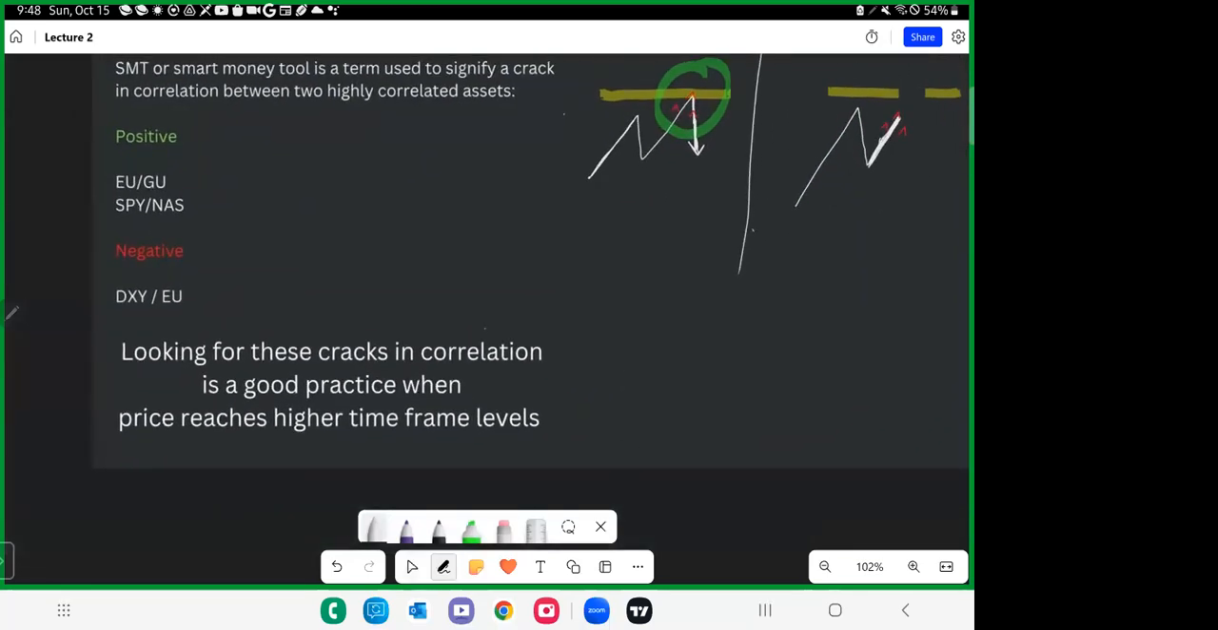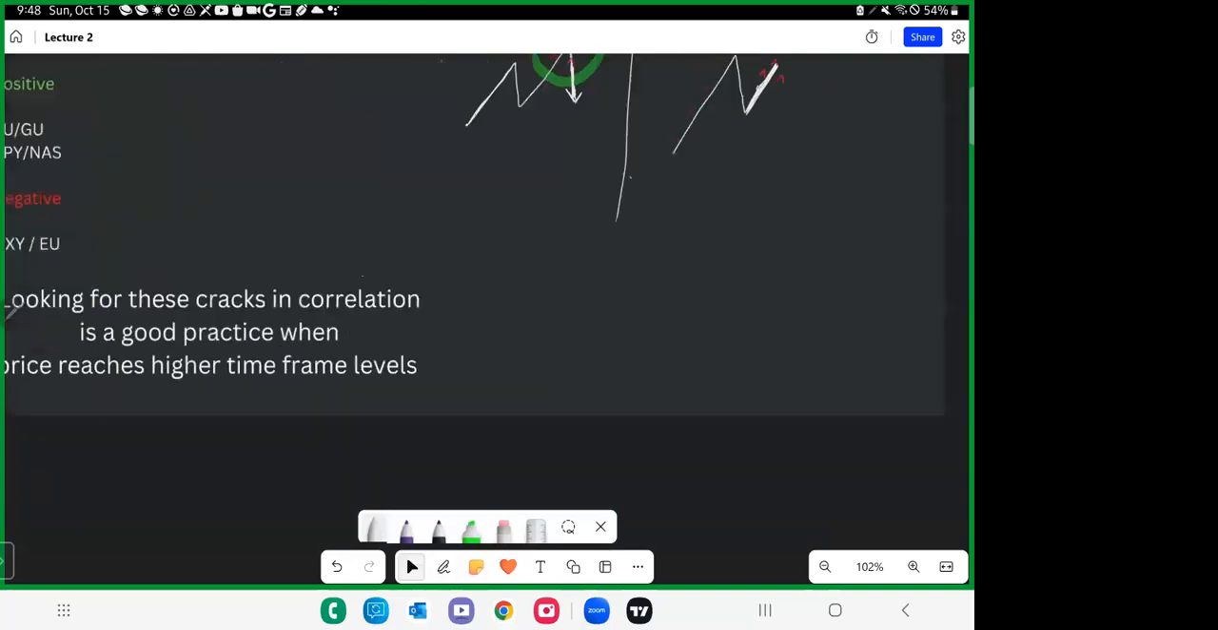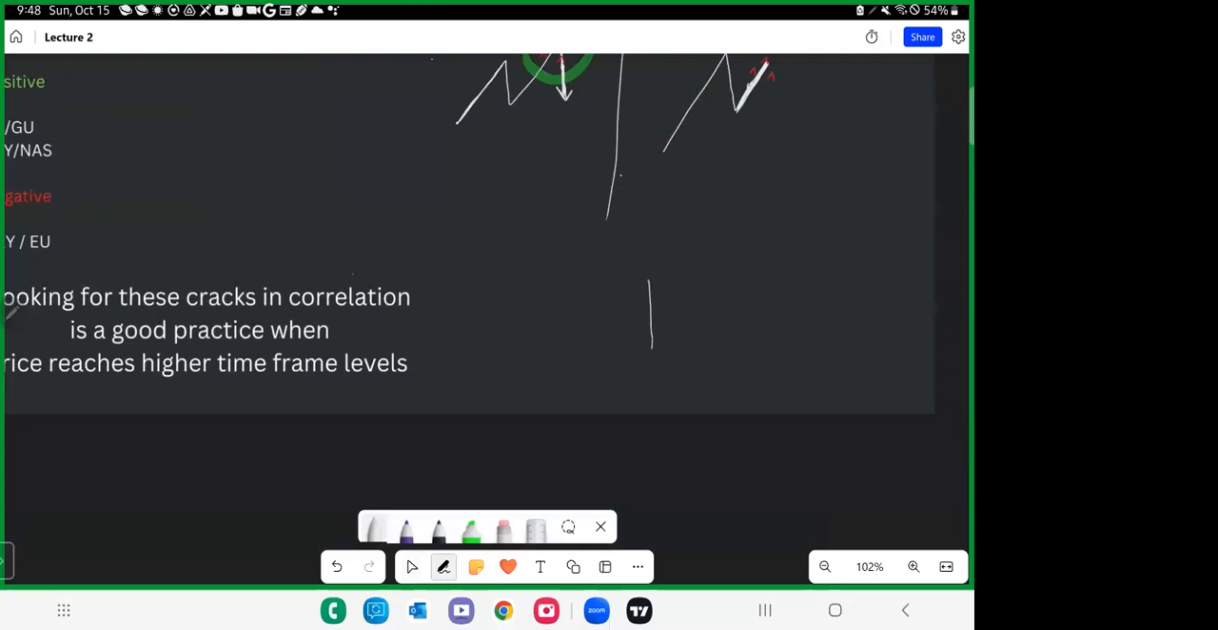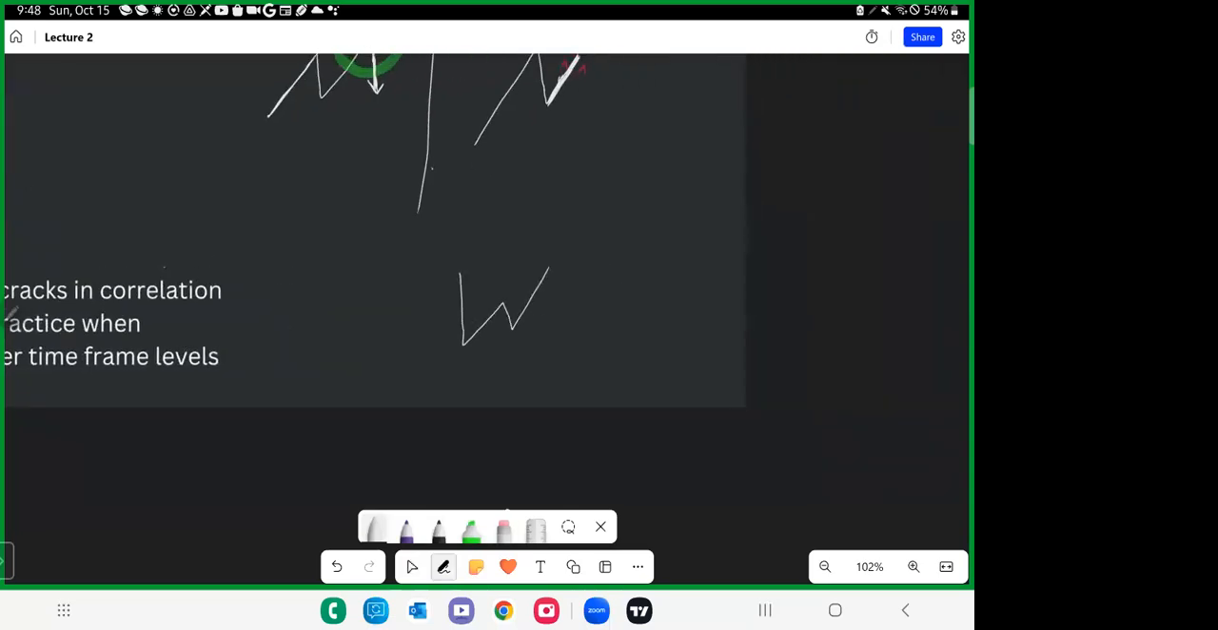Negatively correlated assets like DXY and EU would be just the inverse. If EU goes here, fails to make that lower low, stood before the expansion. So this is EU. And then we have DXY, obviously trading higher, and then for some reason, we see DXY go here, and we start to see an immediate rebalance of that range. This is smart money showing its hands. And once again, it doesn't matter which one we trade.